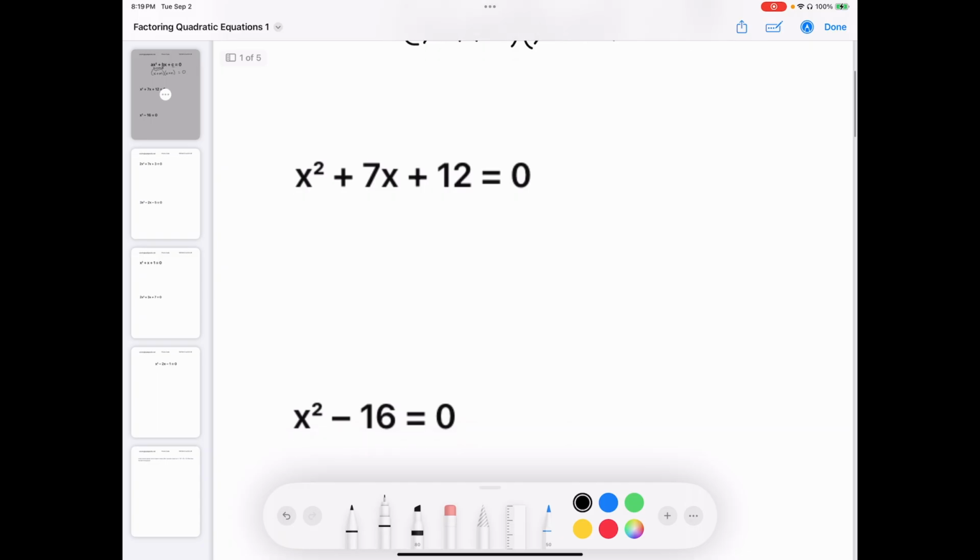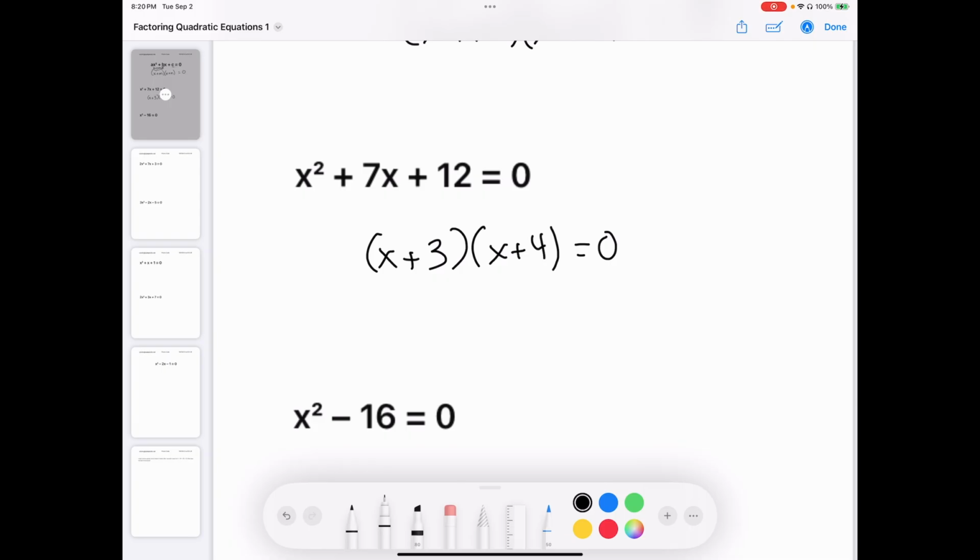The first one is x squared plus 7x plus 12 equals 0. We need two numbers that multiply to 12 and add up to 7. I can think of 3 and 4. So we can factor this quadratic equation into x plus 3 times x plus 4 equals 0.